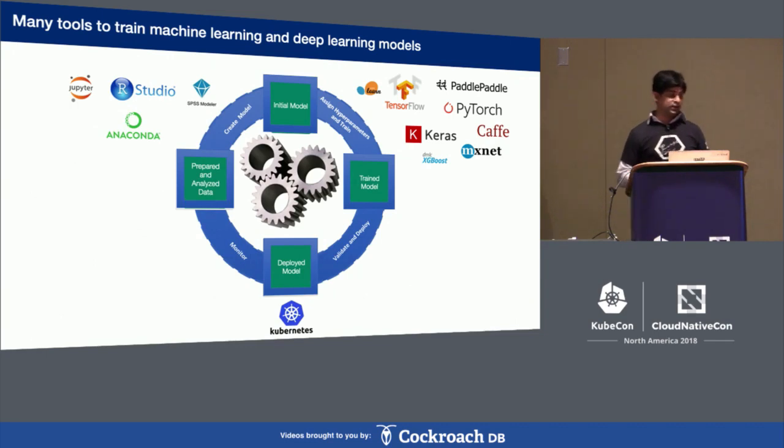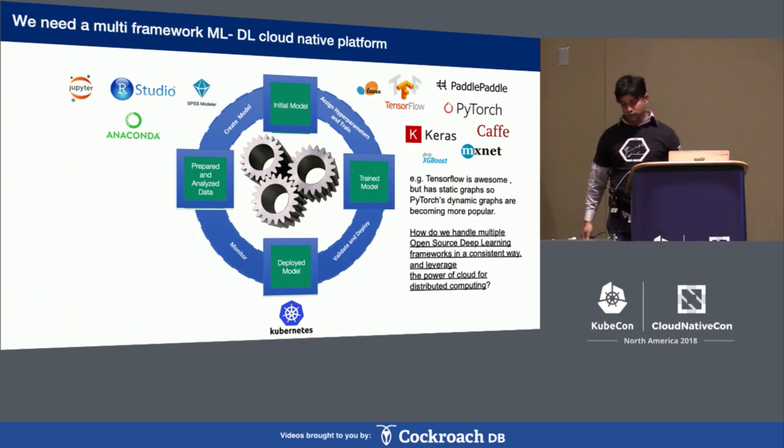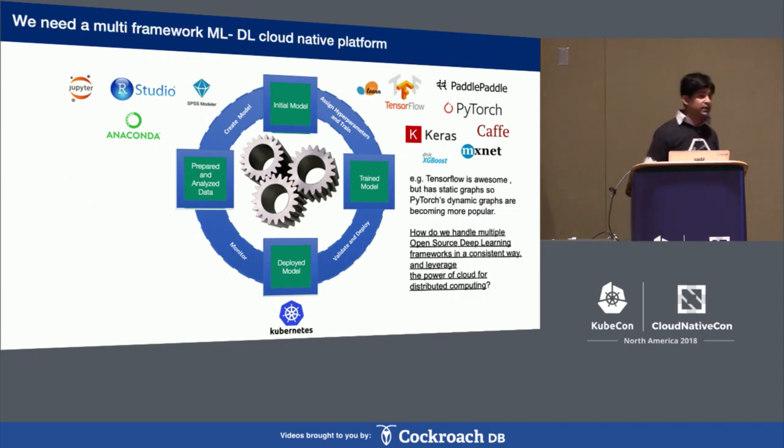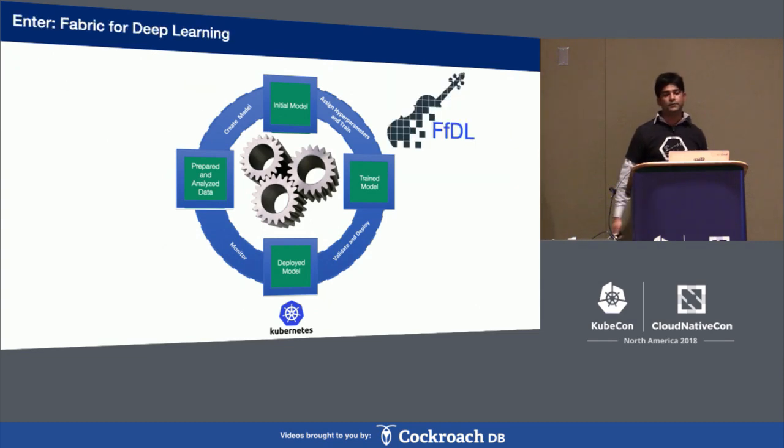If you go to, for example, China, Paddle gets used heavily. If you go to Japan, Chainer is used heavily, right? Also here, a lot of people like TensorFlow, but it had static graphs, so PyTorch's dynamic graphs became more popular, right? So how do we handle all these different open source frameworks in a consistent manner?